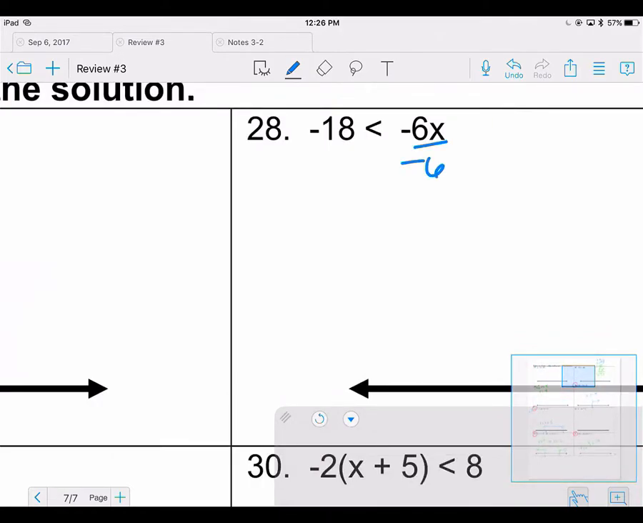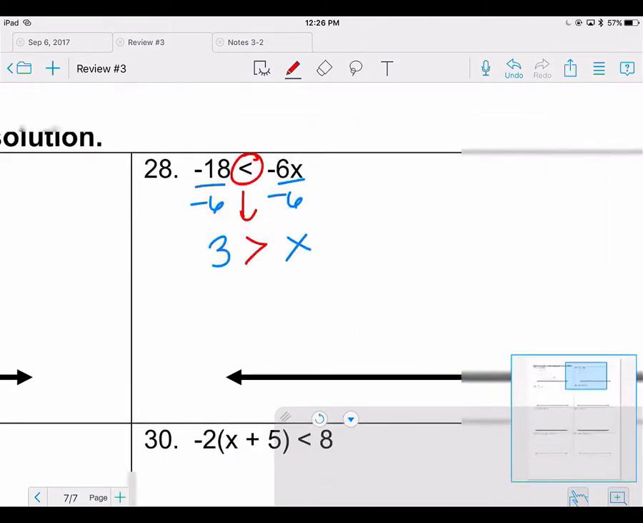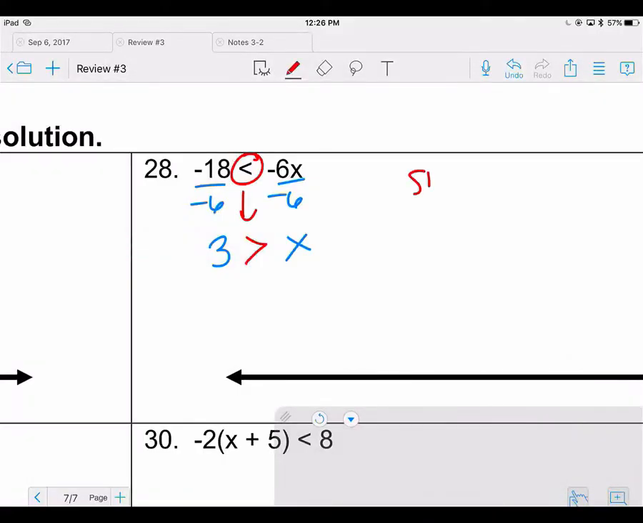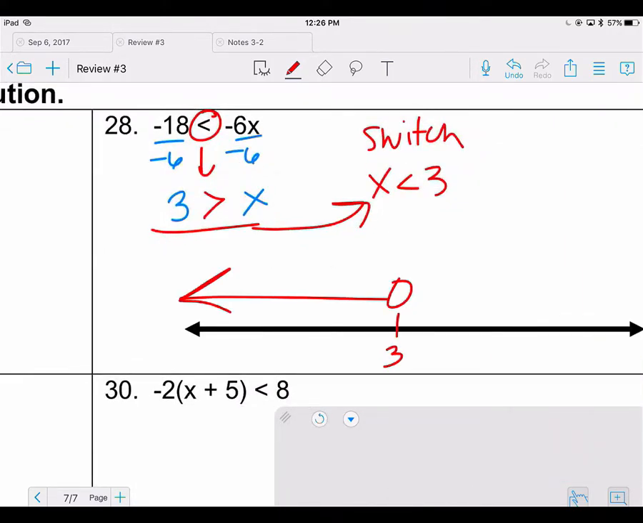For 28, we would divide both sides by a negative 6. Because we divide by a negative, my sign is going to flip. And then remember, we can switch the entire inequality. I take all of this and flip it to all of that. So x moves to the left, 3 moves to the right, and my sign switches back so that I can graph it. Open bubble, less than goes to the left. The other thing you can do is just say that you're always going to graph the opposite if your letter is on the wrong side.